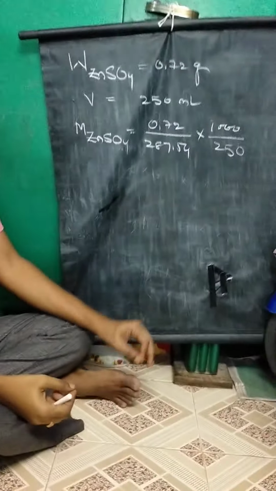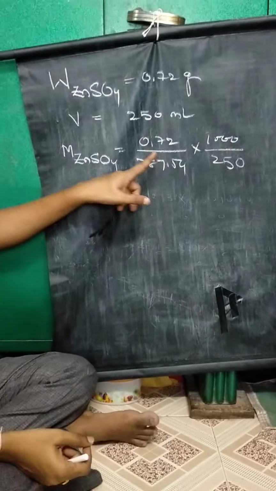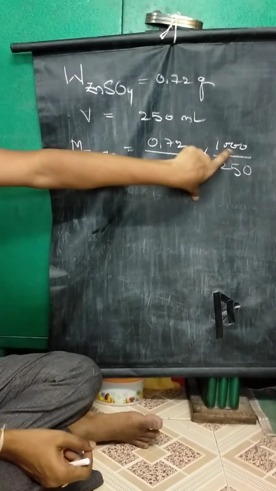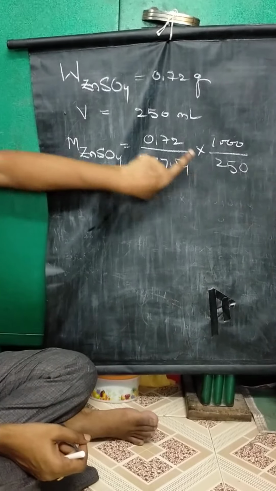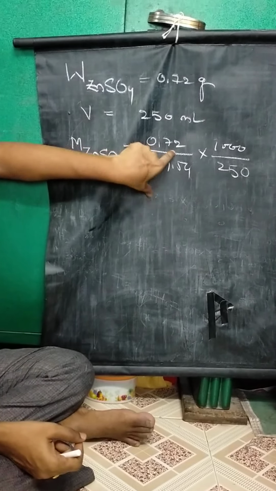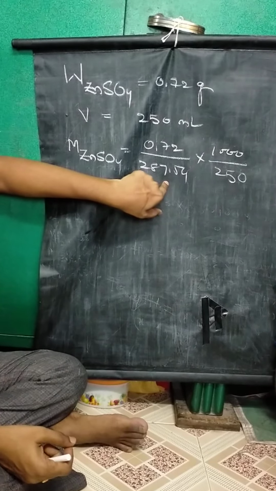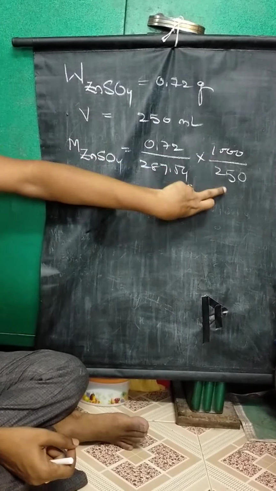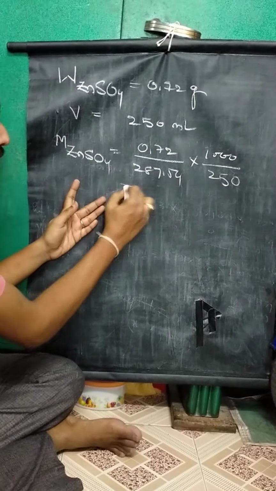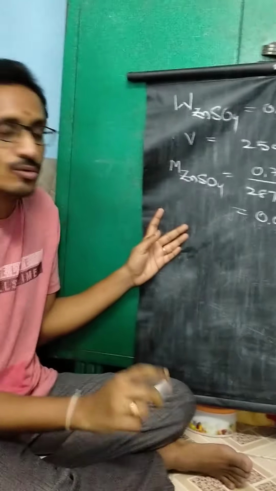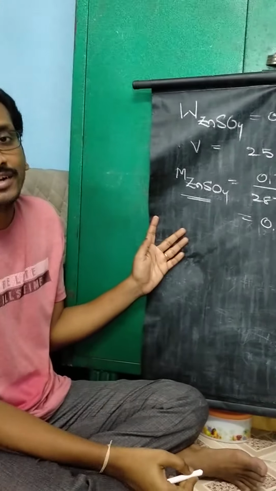We all know that the formula for molarity is weight of the substance by GMW into 1000 divided by volume. What is the weight? 0.72 grams. What is the GMW of zinc sulfate heptahydrate? 287.54. What is the volume? 250. So here the molarity you will be getting as 0.01 molar. Whose molarity? Zinc sulfate molarity.